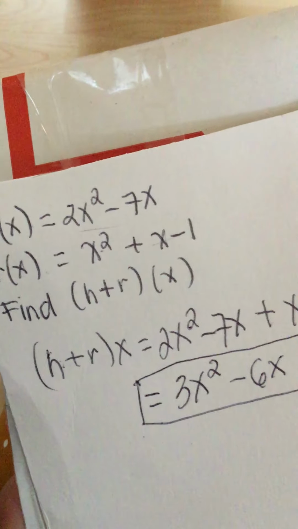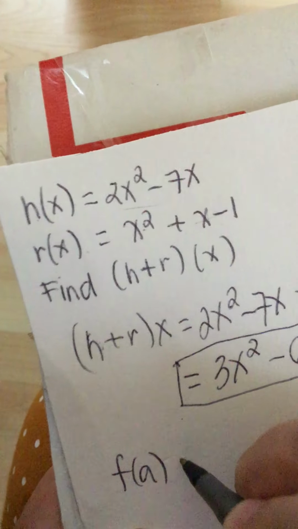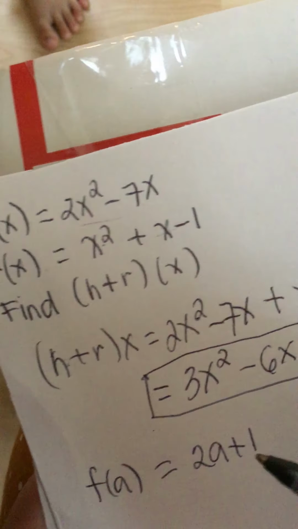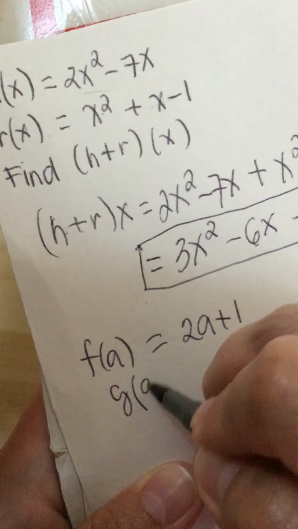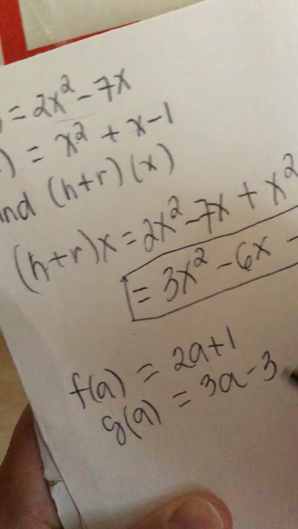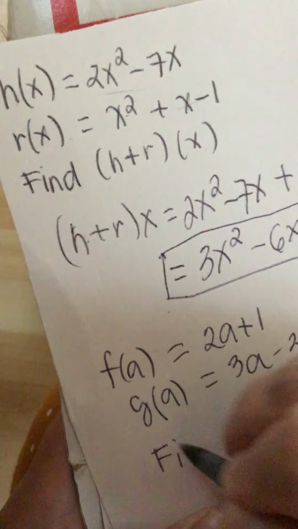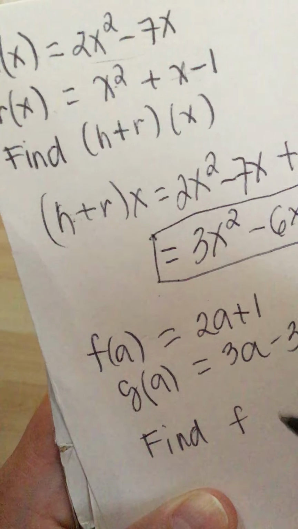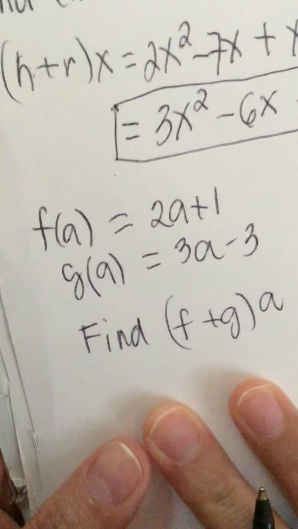Now we have another problem here. It's the same problem. f of a is equal to 2a plus 1, and g of a is equal to 3a minus 3. Now they want us to find f plus g of a.